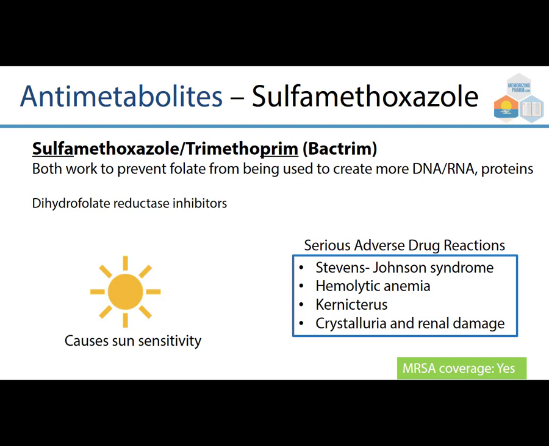Got to watch out, though, for sun sensitivity with sulfamethoxazole and trimethoprim, or brand Bactrim. You'll notice that Bactrim is just a shortening of bacterium. They both work to prevent folate from being used to create more DNA and RNA and proteins. Serious adverse drug reactions include Stevens-Johnson syndrome, hemolytic anemia, kernicterus, bilirubin in the brain, crystalluria, and renal damage. But it does have some MRSA coverage.